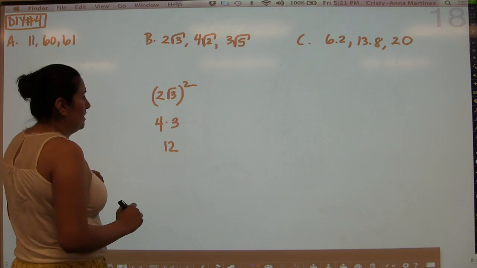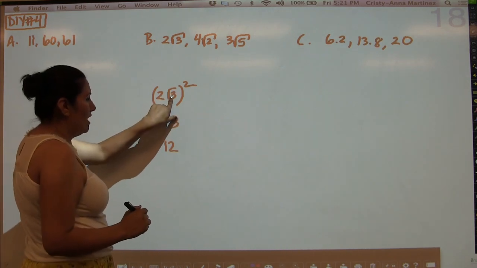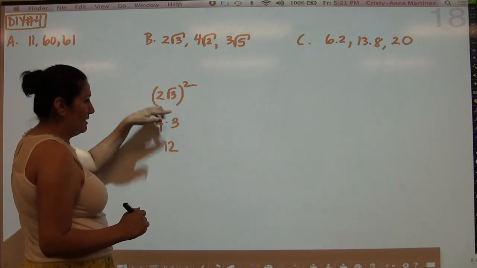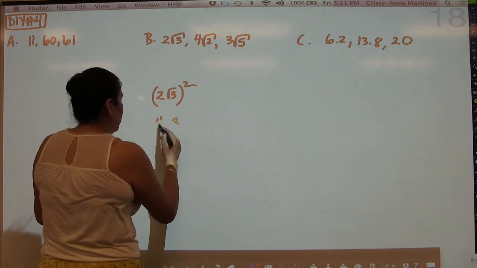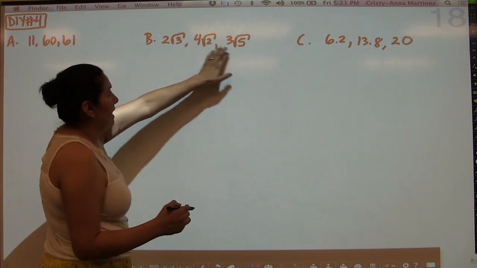A lot of times students cancel the square root on the 3 and then forget to square the 2, and then they put 6. It's not 6, it would be 12. All right, so just a little hint for you there because you're going to do that 3 times in part B.